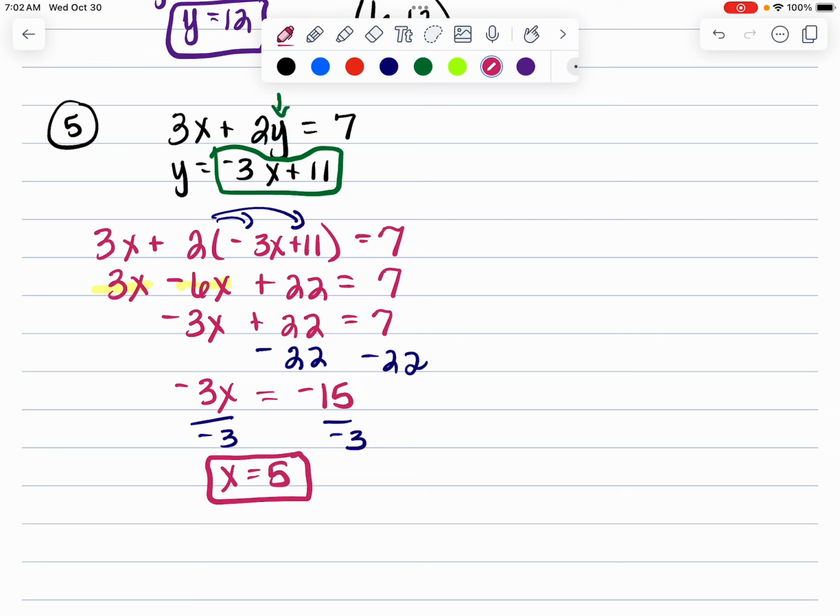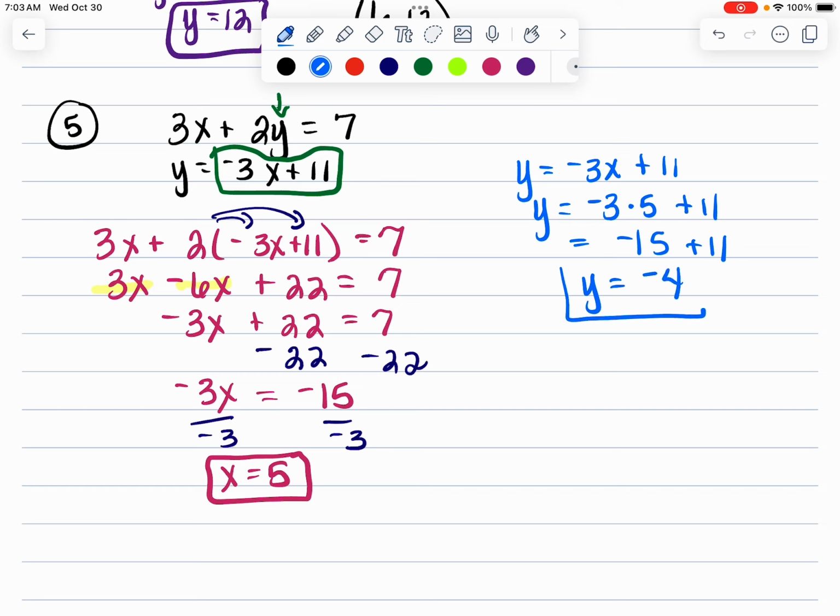And I do need to substitute that back in to find the value of y. I'm going to use the second equation just because it's going to be the easiest one. Obviously, we now know the value of x is 5. So y equals negative 3 times 5 plus 11, that equals negative 15 plus 11, or y equals negative 4. So that means the solution to this system is 5 and negative 4.